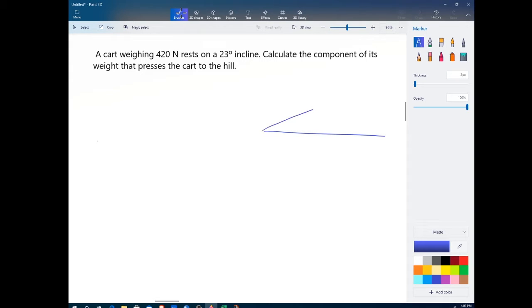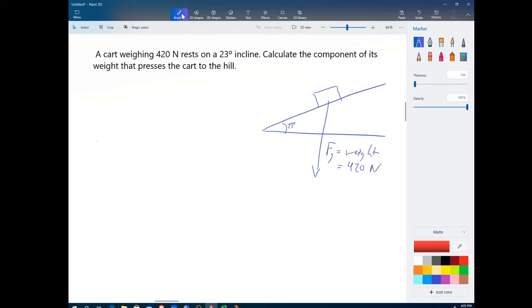I've got a ramp. The ramp has a 23-degree incline. I've got a cart on the ramp. And its weight, of course, is the same thing as its effective gravity. And it goes straight down no matter what. Even when you're on a ramp, it's got to go straight down. So it wants to know how it's being pressed into the hill.